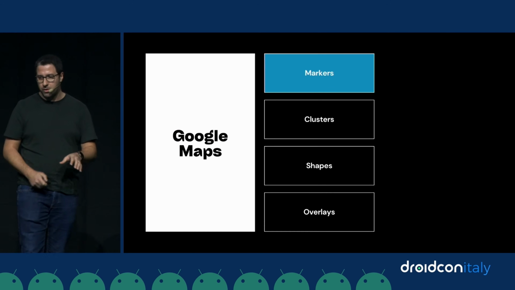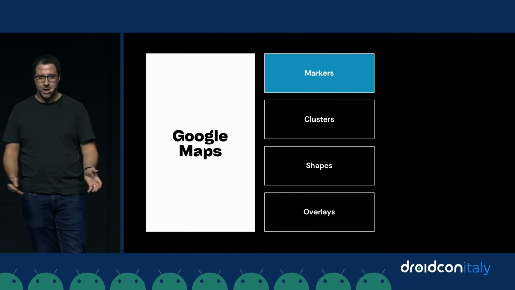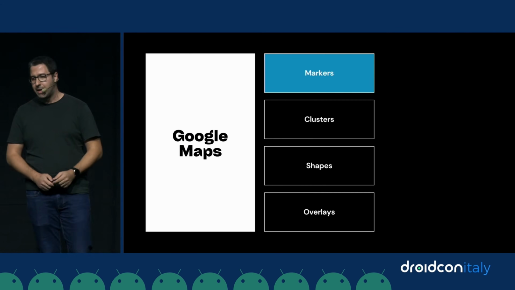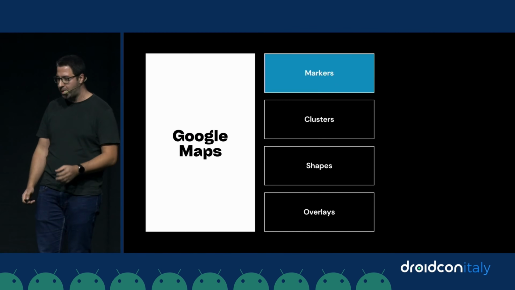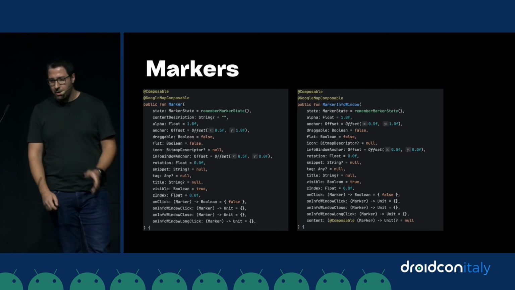We will mostly focus on markers and clusters because it's what we usually use more. And we will slightly cover shapes and overlays, so you just have an overview on those ones as well. So, starting with the markers.